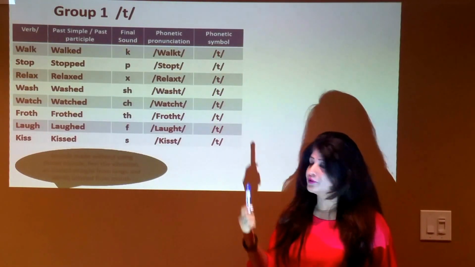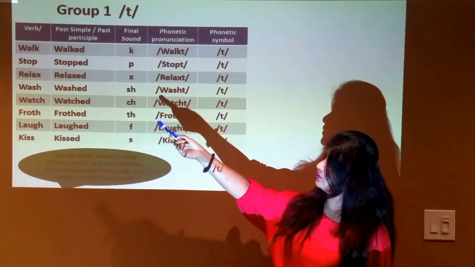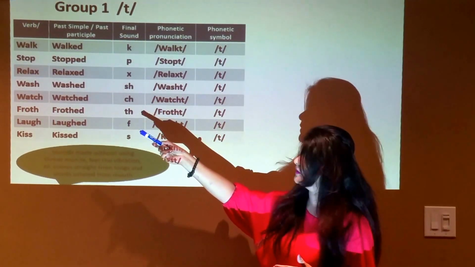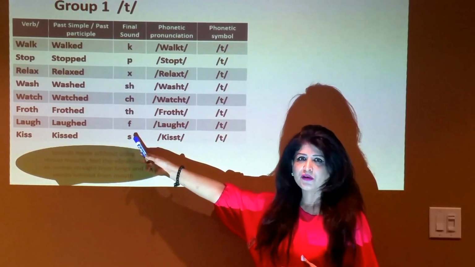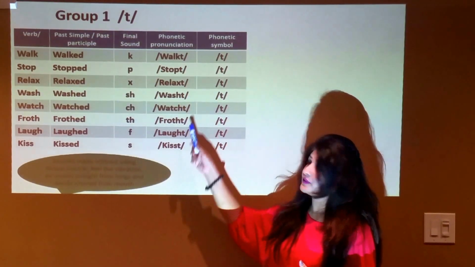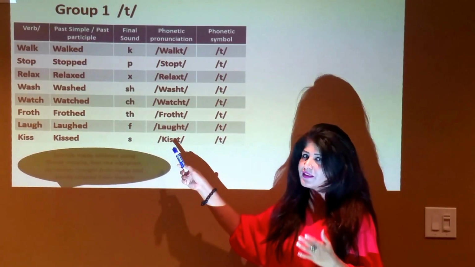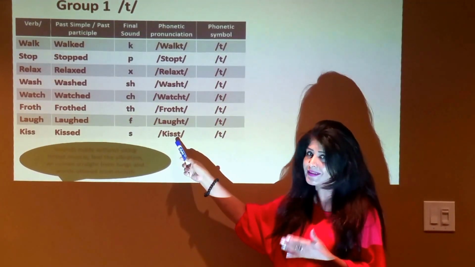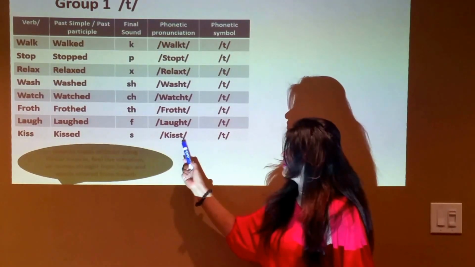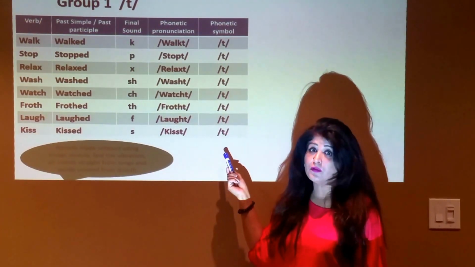Now let's take a look at group 1. I have brought you this table. It shows the verb and its past form, how we write it, the final sounds that you can hear, and the phonetic pronunciation that helps you understand how to pronounce it. We don't write it this way, but we say it this way. We write it with ed, but we say it with t in the end, and that's the phonetic symbol for them.